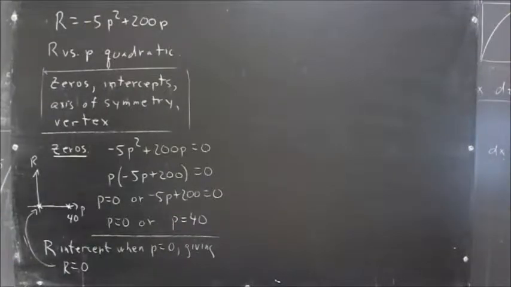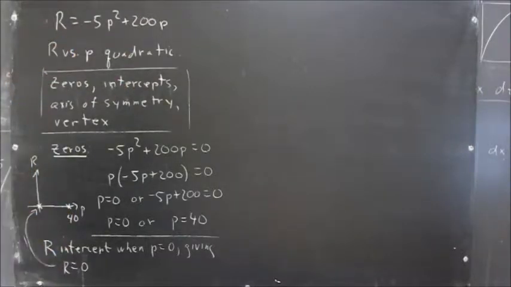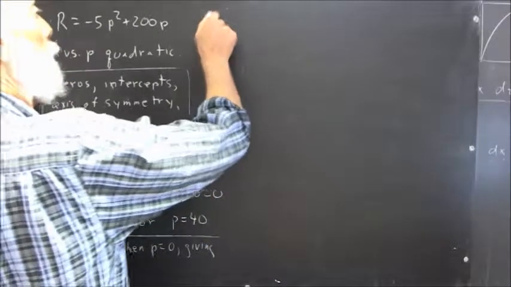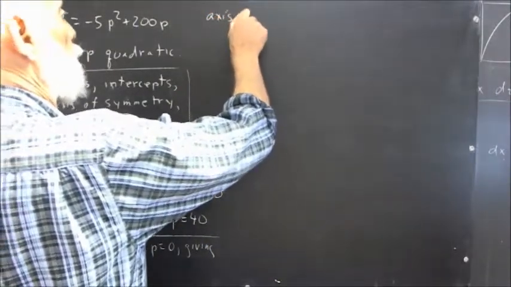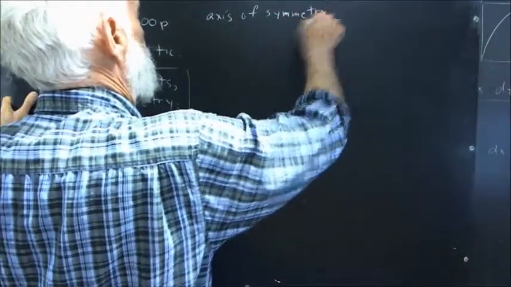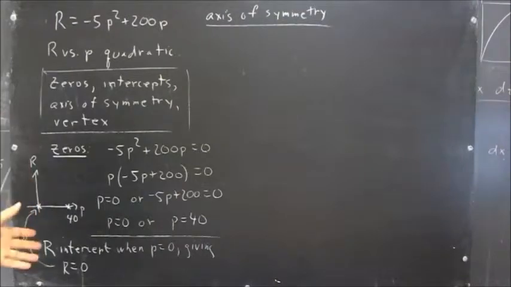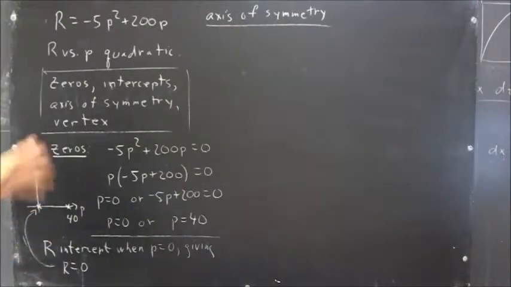Okay, what else? Well, now if you didn't already know, how would you find the vertex of this parabola? You should pause and do that. To find the vertex of this parabola, let's say the axis of symmetry. Now we'll find the axis of symmetry and use that to find the vertex. Okay, what's the axis of symmetry? Well, the axis of symmetry is the axis about which the parabola is symmetric.